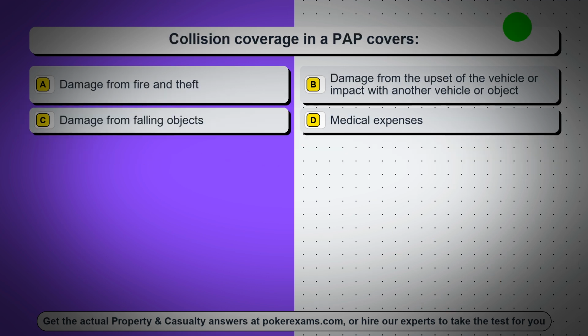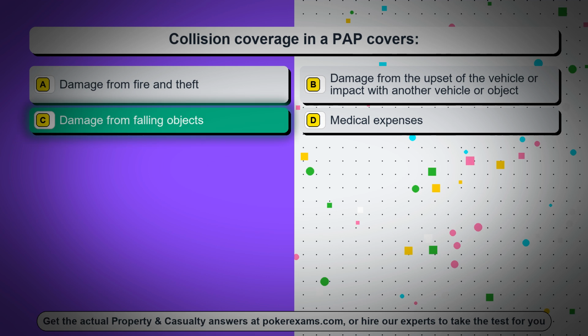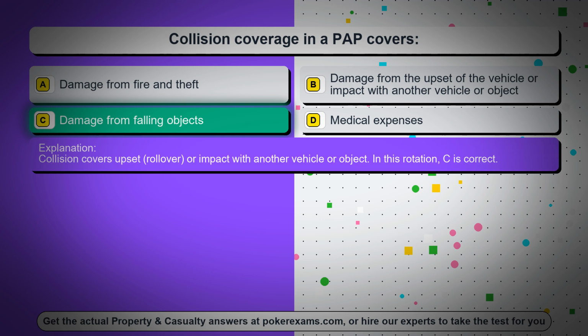Question 85. Collision coverage in a PAP covers: Option A, damage from fire and theft. Option B, damage from the upset of the vehicle or impact with another vehicle or object. Option C, damage from falling objects. Option D, medical expenses. The correct answer is option C, damage from falling objects. Collision covers upset, rollover, or impact with another vehicle or object. In this rotation, C is correct.